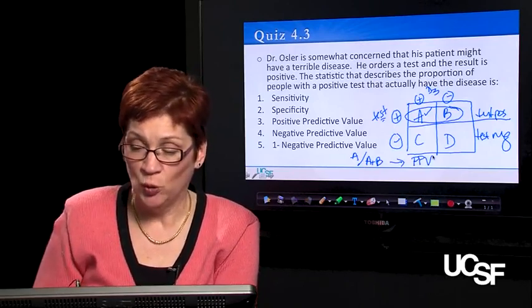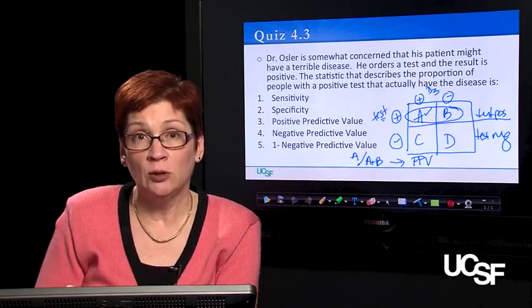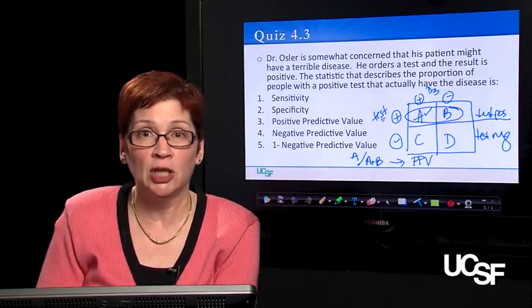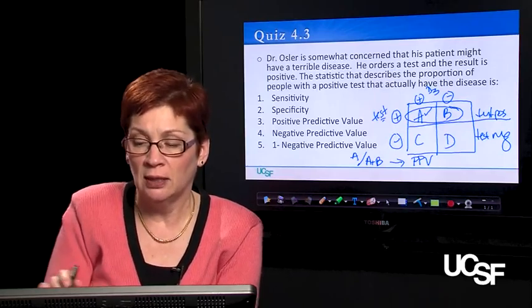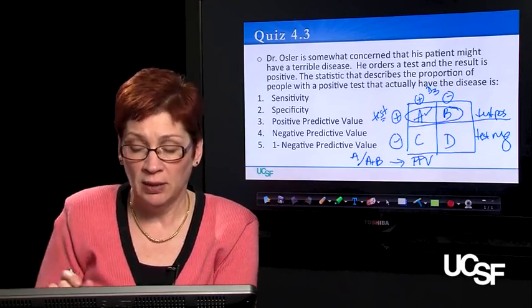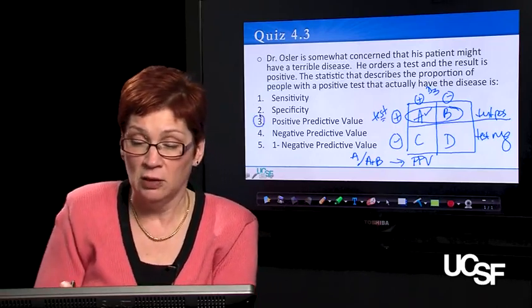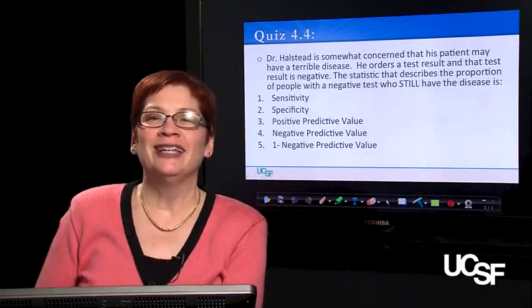Got it? Great. Now, I'll tell you that when you face questions like this on tests in the future, it's always helpful to sketch out this 2x2 table and try and figure out what it is they're asking for within this table. That helps many people get the answer right. So the answer here is positive predictive value, the proportion of people with a positive test that actually have the disease.